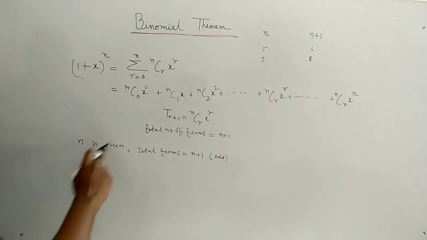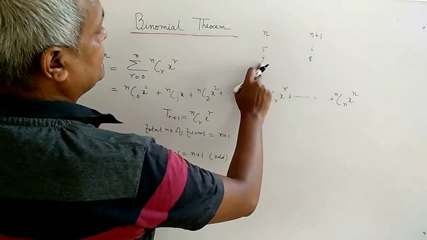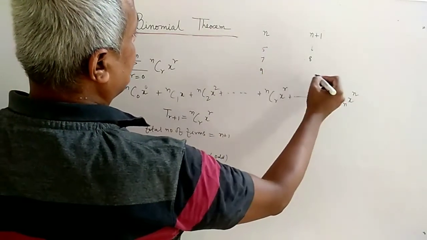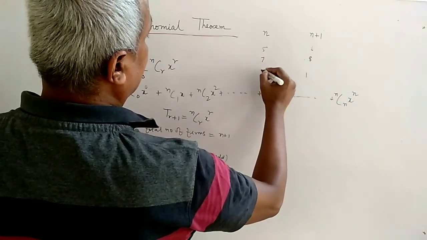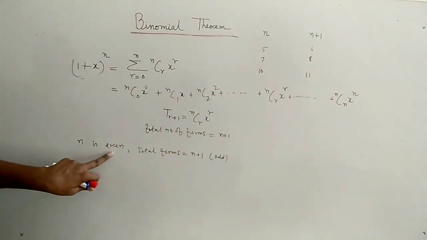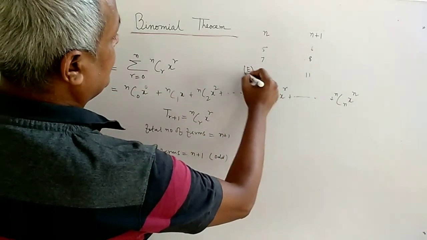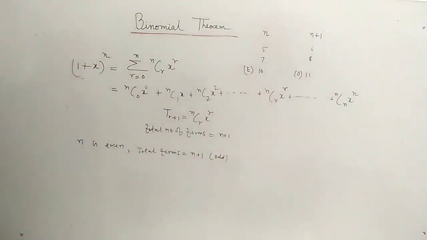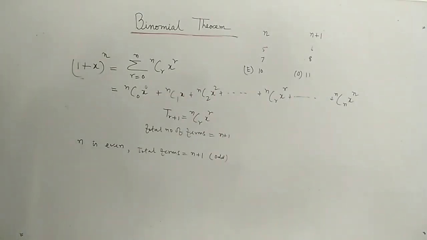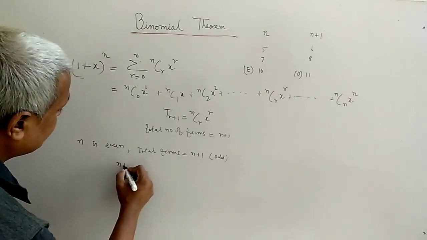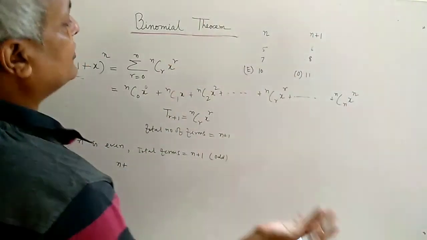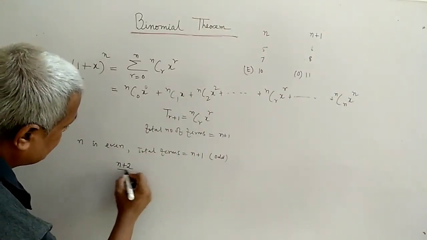Suppose I take 7, and then 8, then 9, then 10, and then 11. So this is my case: n is even, and I am getting the number of terms as odd. Which term will be the middle term? It will be 11 plus 1 by 2. So the middle term will be, with n plus 1 terms, n plus 1 plus 1, so it becomes n plus 2 by 2.